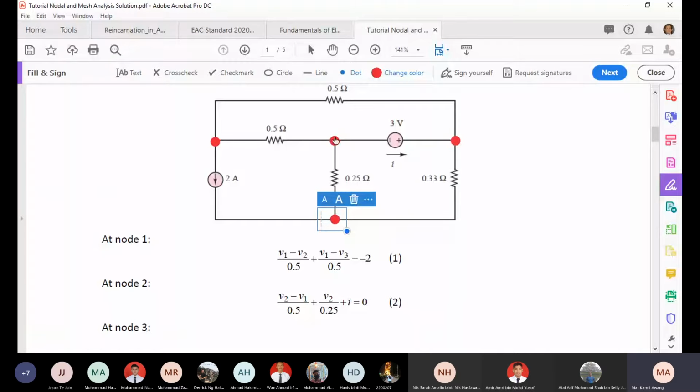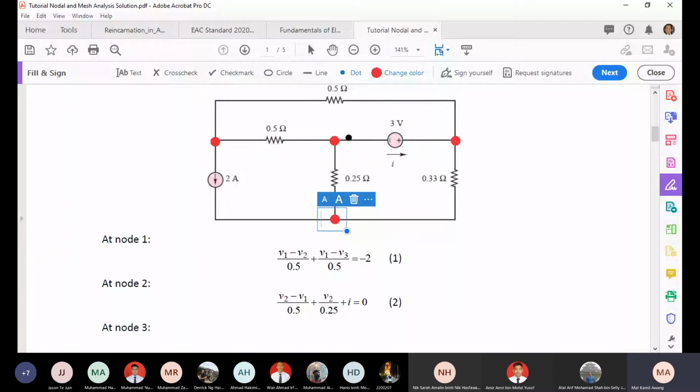This is V1 minus V2. Basically, you can put the sign here, V1, V2, and V3. So V1 minus V2 over 0.5, V1 minus V3 over 0.5, and minus 2m equal to 0, or V1 minus V2 divided by 0.5 plus V1 minus V3 divided by 0.5 equal to minus 2. Okay, so this is the equation for node 1.